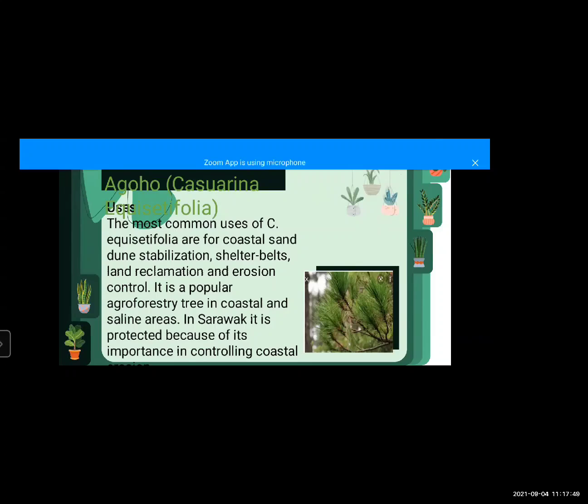Uses. The most common uses of C. equisetifolia are for coastal sand dune stabilization, shelter belts, land reclamation, and erosion control. It is a popular agroforestry tree in coastal and saline areas. In Sarawak, it is protected because of its importance in controlling coastal erosion.